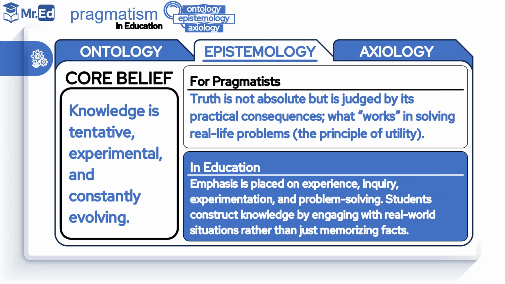For epistemology of pragmatism, knowledge is tentative, experimental, and constantly evolving. This belief stresses that truth is discovered through ongoing inquiry and is always open to revision. For pragmatists, truth is not absolute but is judged by its practical consequences. The principle of utility tells us that truth is what works in solving real-life problems.